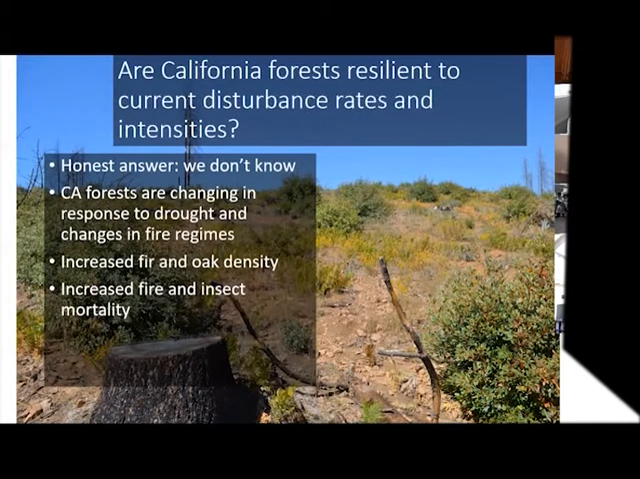So fire suppression is increasing fir density. And we've also seen an increase in oak density overall. And then of course, this increase in fire and insect mortality is ongoing in California forests. And we don't really know all of the implications of that.